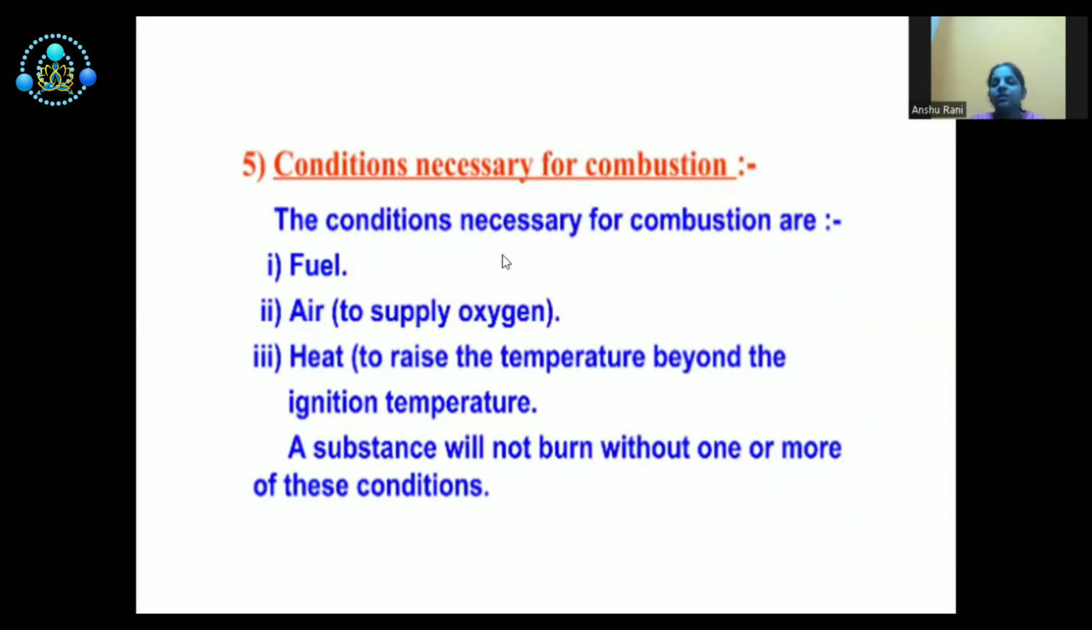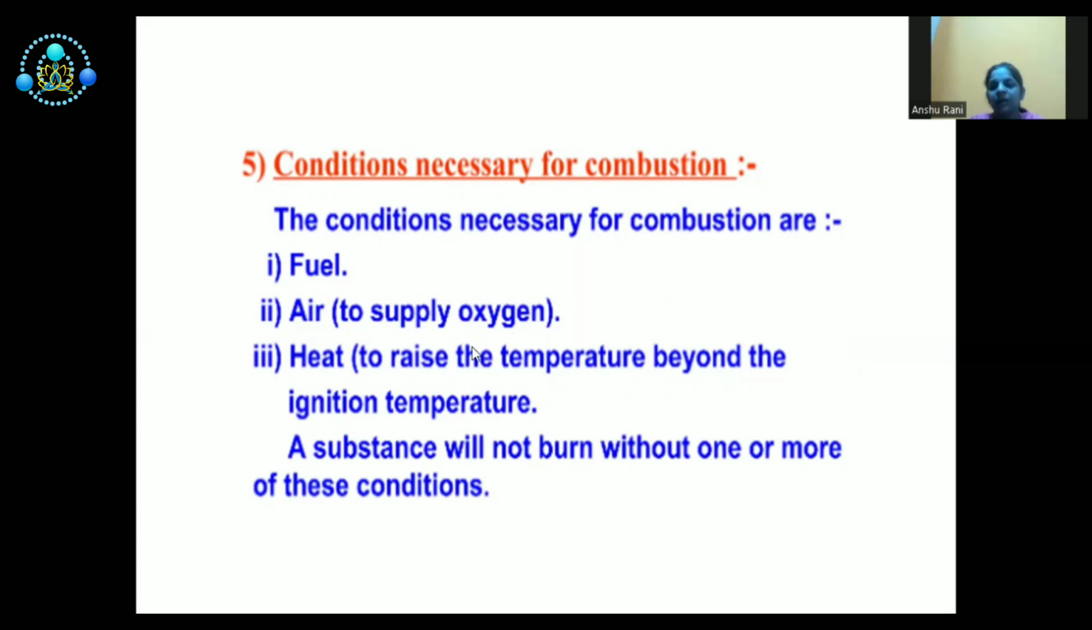Then we have the necessary conditions required for combustion. First condition is fuel. If there is fuel, then only it can burn. Second thing is presence of air. Things will burn in presence of air. Third is heat. Heat is required to raise the temperature beyond ignition temperature. A substance will not burn without one or more of these conditions.